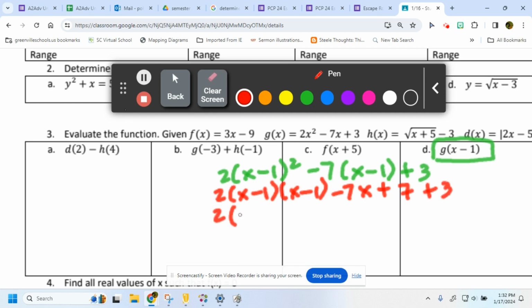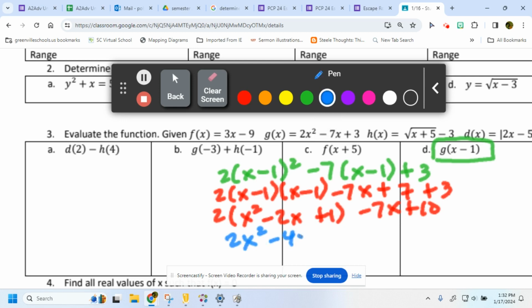FOIL it here. So x squared minus 2x plus 1 minus 7x plus 10, and then distribute: 2x squared minus 4x plus 2 minus 7x plus 10. So the like terms here: 2x squared. This will become negative 11x plus 12.